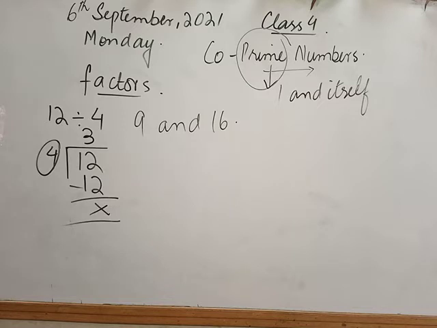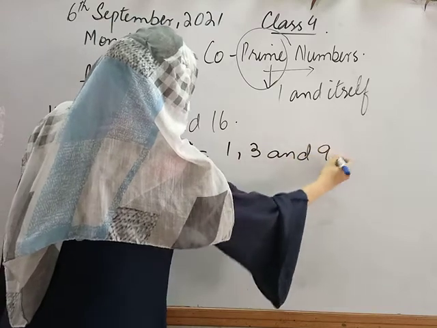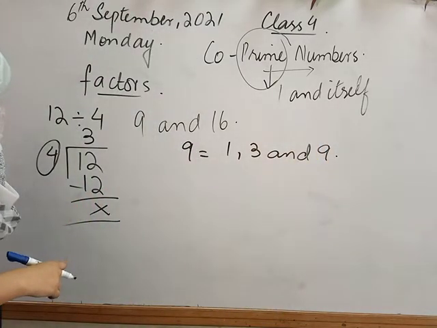Now I'm going back to the numbers 9 and 16, and I want to find whether they are co-prime. So first of all I will write the number 9, and I want to write all the factors of 9. So who will tell me what are the factors of 9? Yes, Hadia? Very good. 1, 3 and 9. These are the factors of 9.